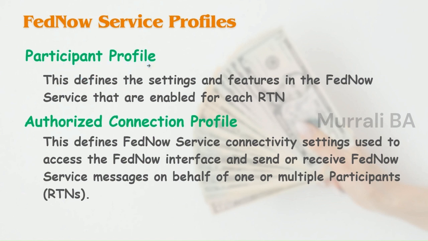The first one is the participant profile. This defines the settings and features in the FedNow service that are enabled for each RTN of a bank. In simple terms, a bank would have an option to control the features they opted for from the FedNow service, because it is enabled for each routing transit number, or you can call it an ABA code. So later on, if a bank does not want to continue a set of services for a specific RTN, they can modify the configuration, or if they want to reduce the FedNow transaction limit for a certain RTN, they can do so.